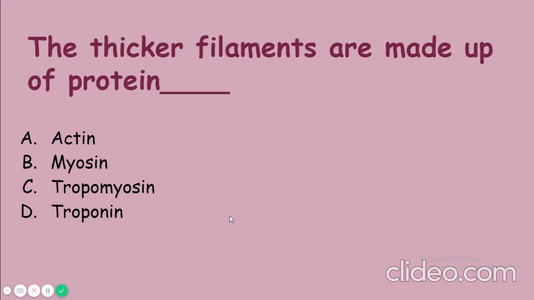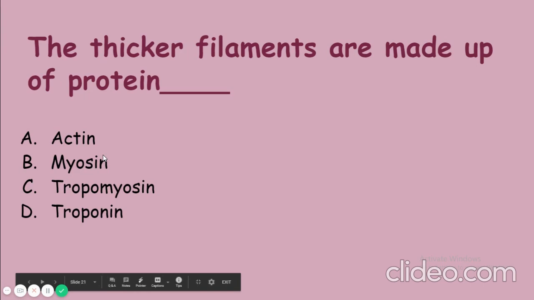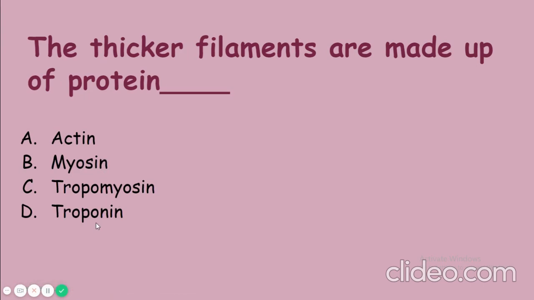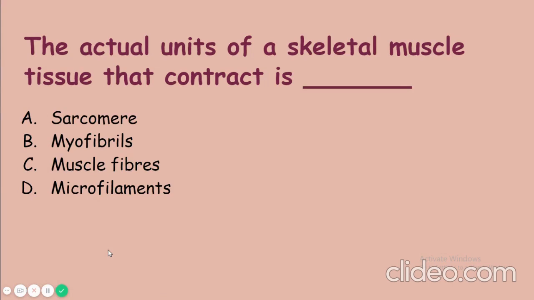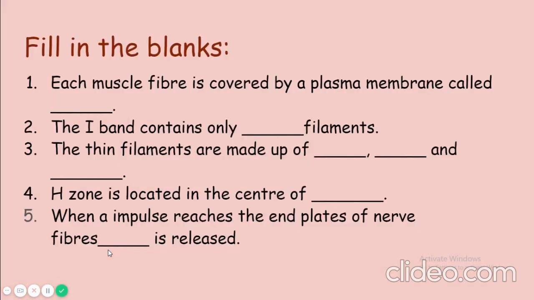Second question: the thicker filaments are made up of protein dash. A, actin; B, myosin; C, tropomyosin; D, troponin. The third and last MCQ: the actual units of a skeletal muscle tissue that contract is A, sarcomere; B, myofibrils; C, muscle fibers; D, microfilaments. Now fill in the blanks.